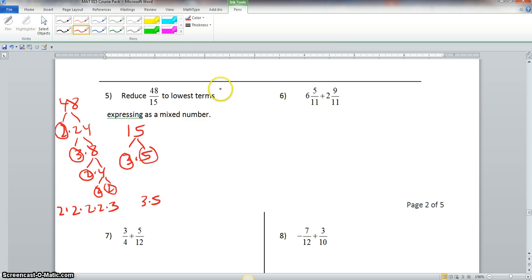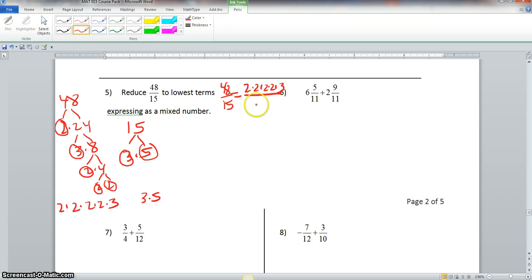So we could take this 48 over 15 and we'll replace its values. 48 will be replaced with 4 2's and a 3. And 15 is replaced with 3 and a 5. So we simplify out what they have in common, which is these 3's. And we know multiplying 4 2's will give us 16, and our denominator would be 5. Now this is simplified, but now they ask us to express it as a mixed number.